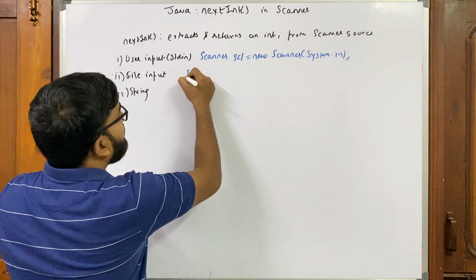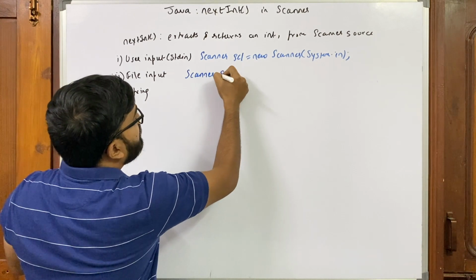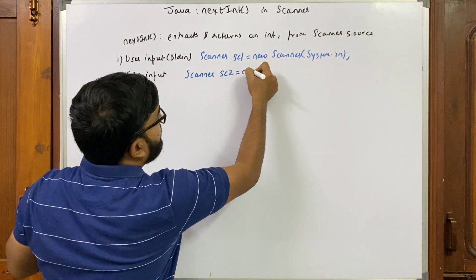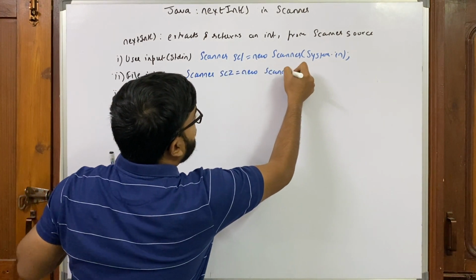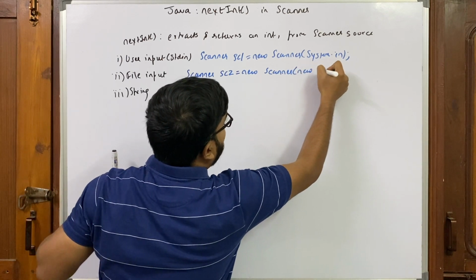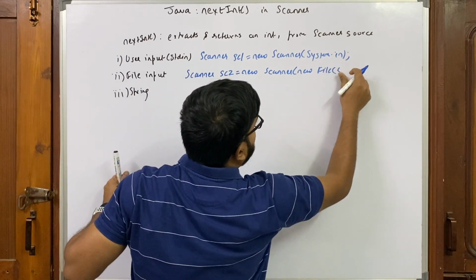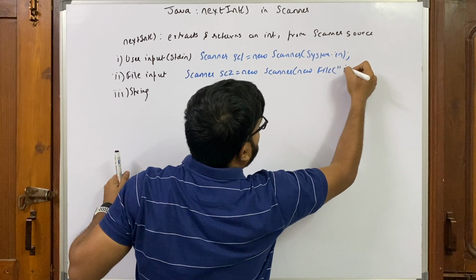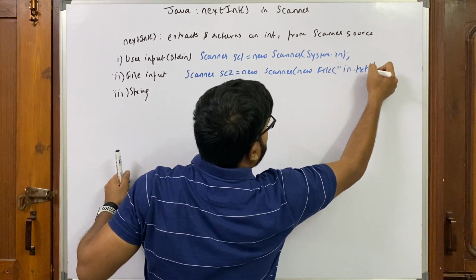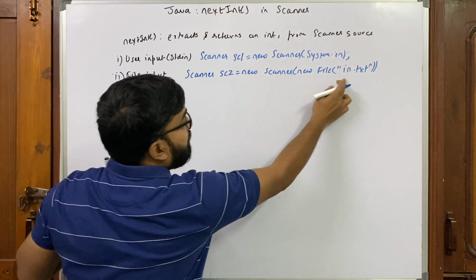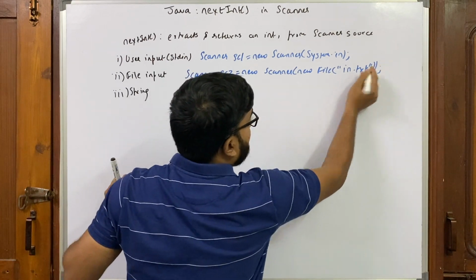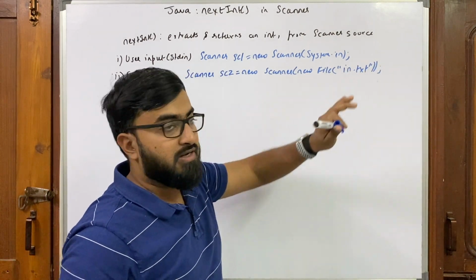Next is file input. In this case, my source is a file. So I'll take sc2 as the variable name. Since my source is a file, I will pass a File object as an argument to this Scanner constructor. This is how you create a File object: you create a new File object and you pass in the file name. This can be any file name. I have taken the file name as int.txt.